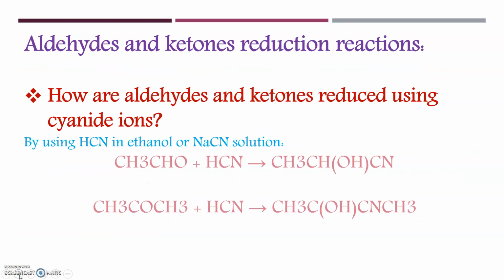Okay, first of all, aldehydes and ketones reduction reactions. Let's ask ourselves one question. How are aldehydes and ketones reduced using the cyanide ions? As we have seen in the learning outcomes, we said that aldehydes and ketones can be reduced by three elements. One of them is cyanide ions, so the cyanide ions, we have two types of compounds that can reduce aldehydes and ketones. That's hydrogen cyanide and NaCN. Okay?